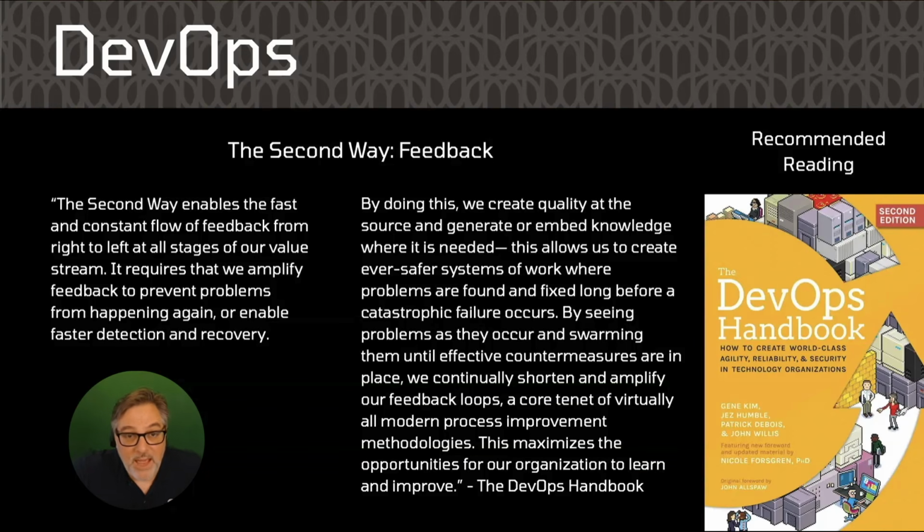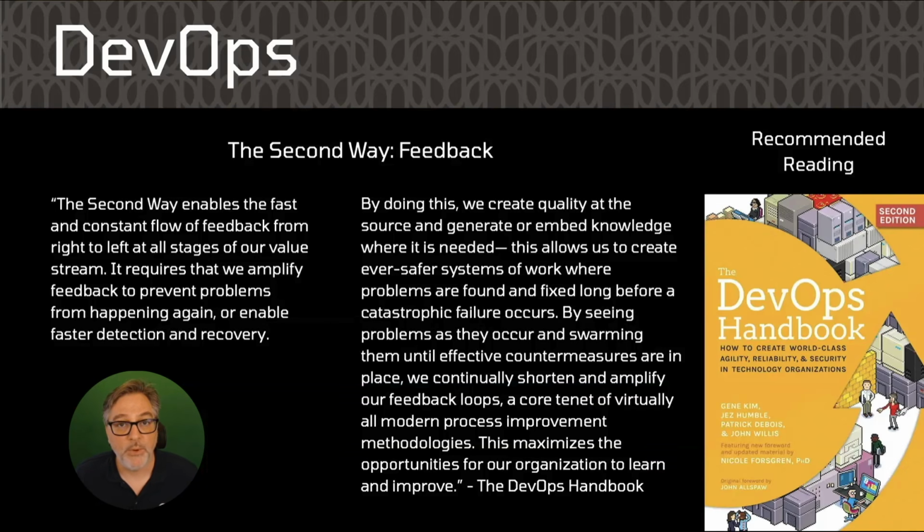On this screen, I have the second way. Remember, there are 3 ways that are talked about in the Phoenix Project. The second way is feedback. I mentioned feedback loops earlier on when we were looking at the DevOps cycle, the 2 things feeding back to each other. The second way is feedback. The second way enables the fast and constant flow of feedback from right to left at all stages of our value stream. It requires that we amplify feedback to prevent problems from happening again, or enable faster detection and recovery.